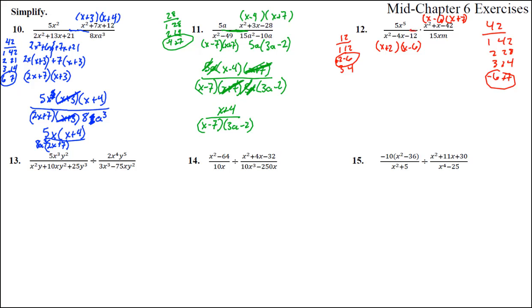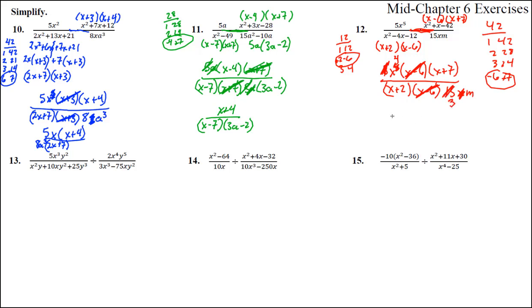Okay, so multiplication, that means we just times them straight across, and we get 5x to the 5th times x minus 6 times x plus 7. Good. All over x plus 2 times x minus 6 times 15xm. Okay, what can cancel? The x minus 6's are multiplying there. This x can cancel with one of those and leave 4 of them left. The 5 cancels with the 15 and leaves a 3.